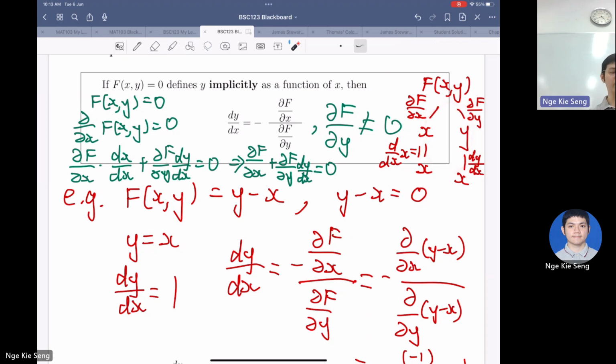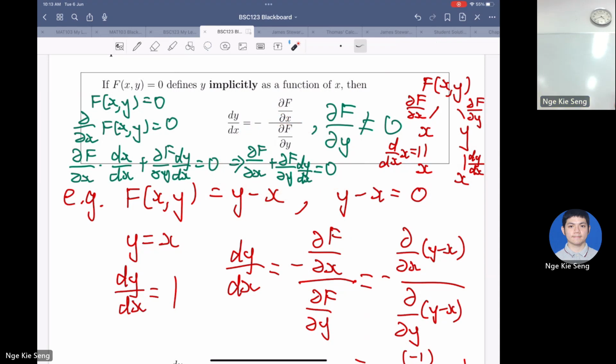So how many ways are there of going from capital F to x using this tree? Two ways. Going along a path, you multiply the derivatives, and then you take the sum of the two paths. In the end, we get this equation: del F over del x times dx over dx plus del F over del y times dy over dx. And then from here, the formula drops out.